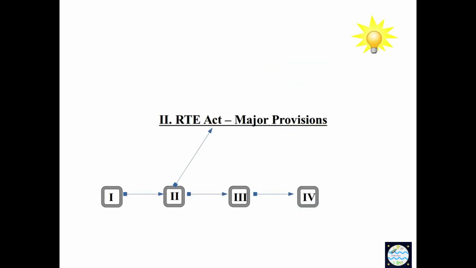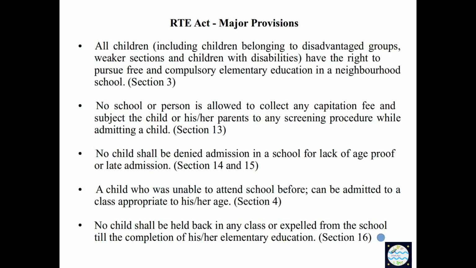In this part of the presentation, we will learn about the major provisions of the RTE Act. All children, including children belonging to disadvantaged groups, weaker sections, and children with disabilities, have the right to pursue free and compulsory elementary education in a neighborhood school.